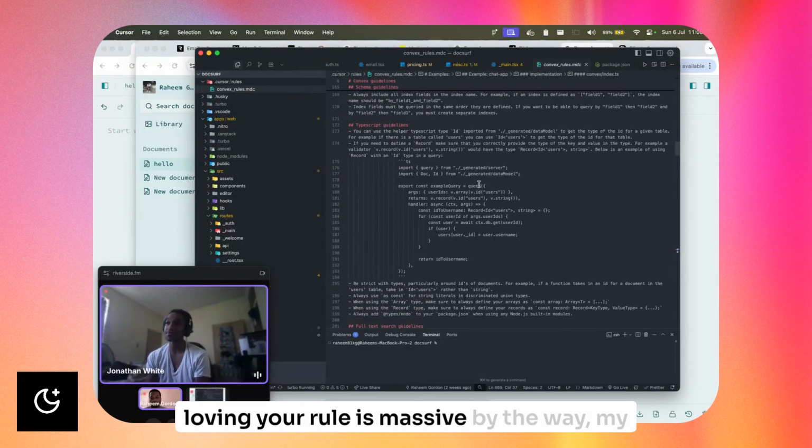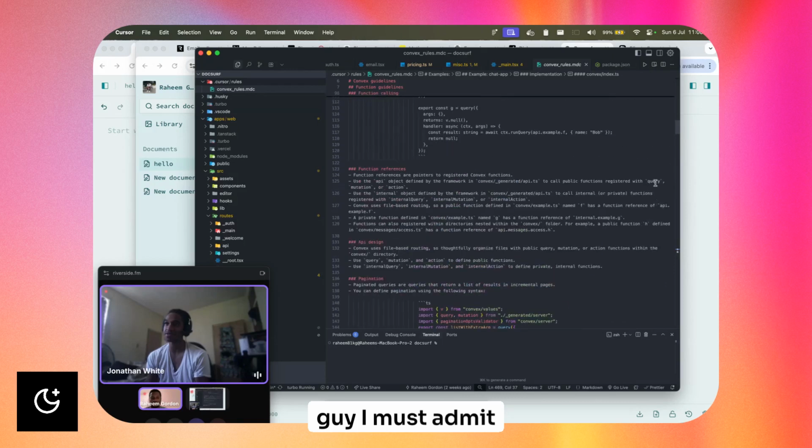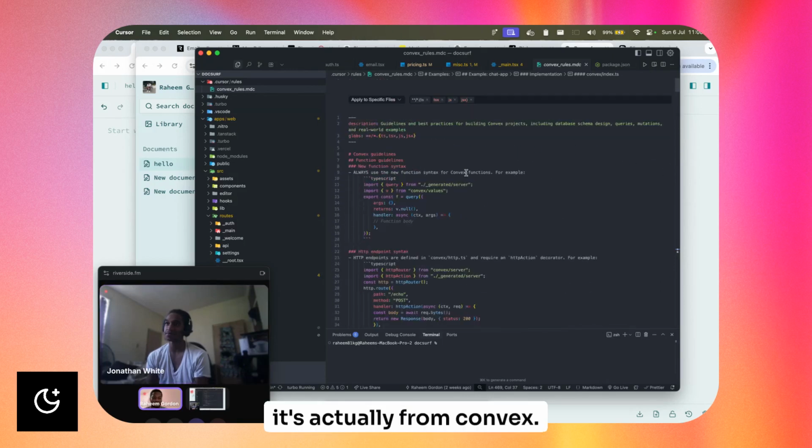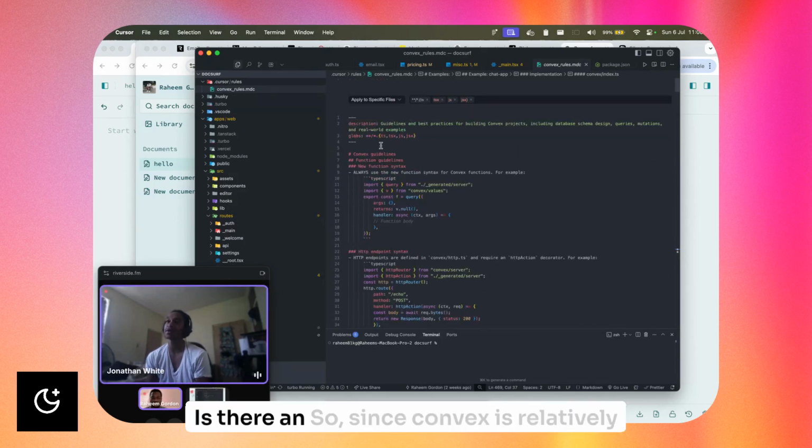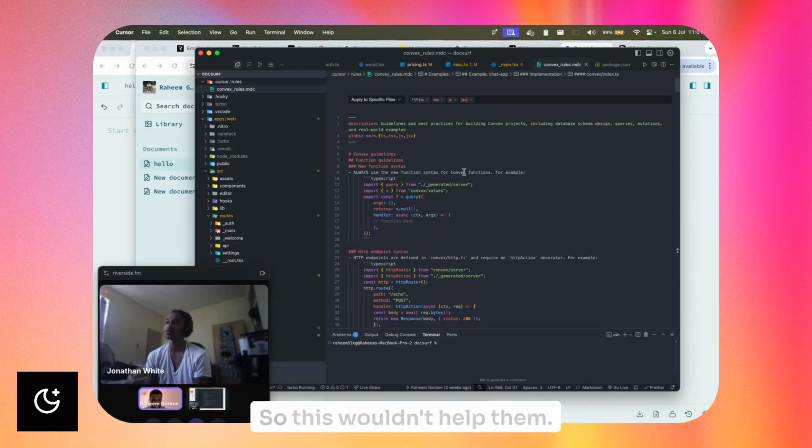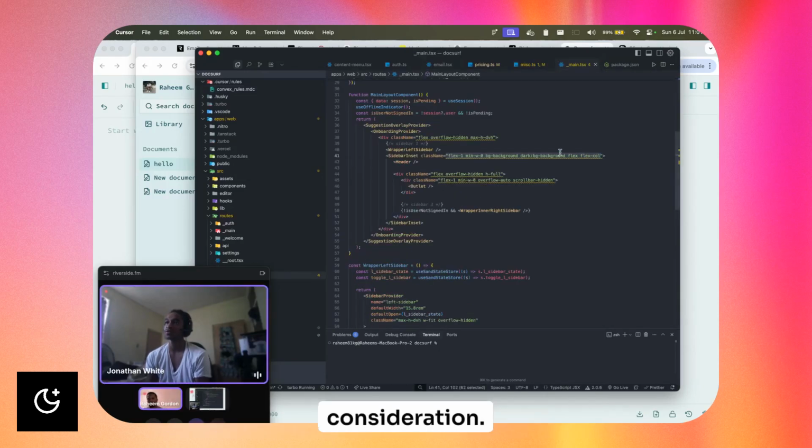Your rule is massive, by the way, I must admit. Yeah, it's actually from Convex. It's from Convex themselves. Since Convex is relatively new, the models haven't been trained on it a lot, so this would help them. You have to take that into consideration.